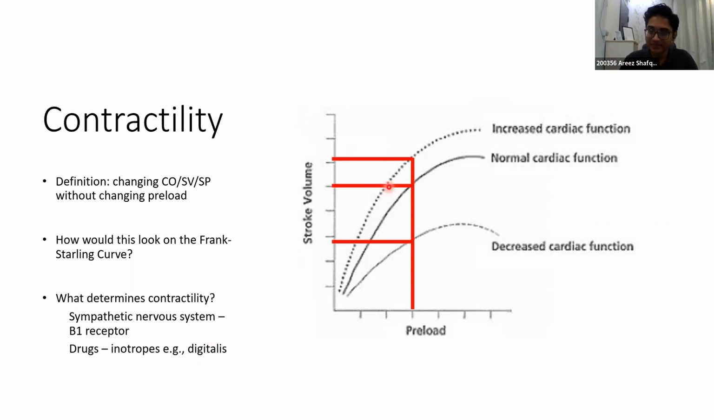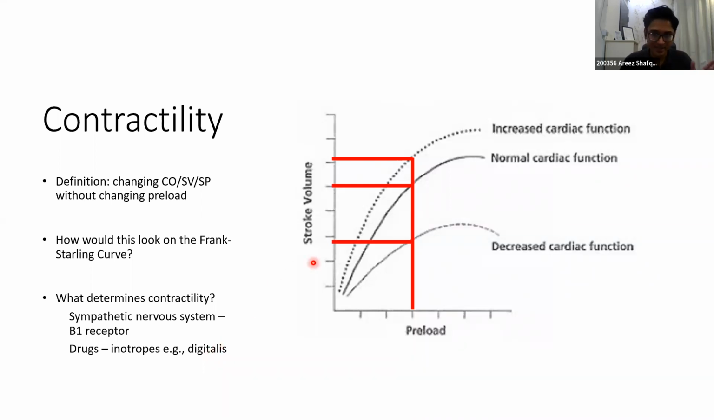Contractility is determined by the amount of calcium in the muscle. These two factors, sympathetic nervous system stimulation and digitalis, increase the amount of intracellular calcium. The more calcium you have, the more contraction you will have. So the contractility will increase. The preload won't change, okay?